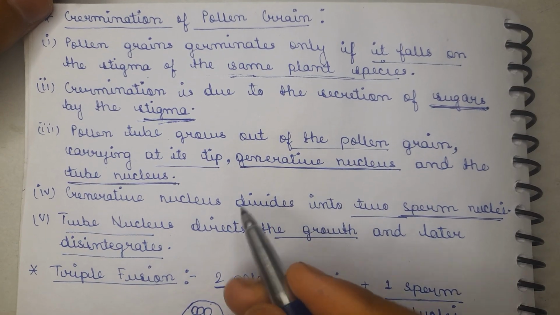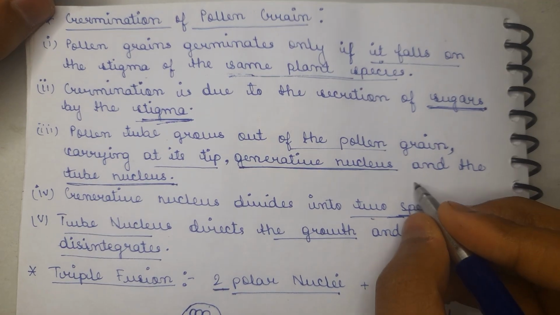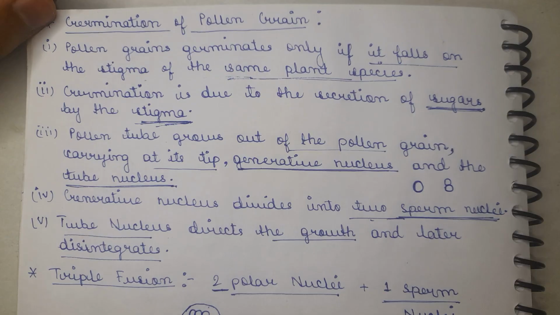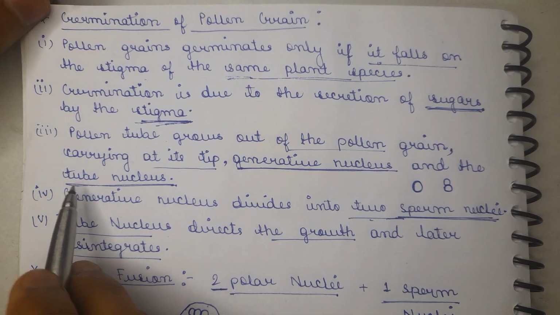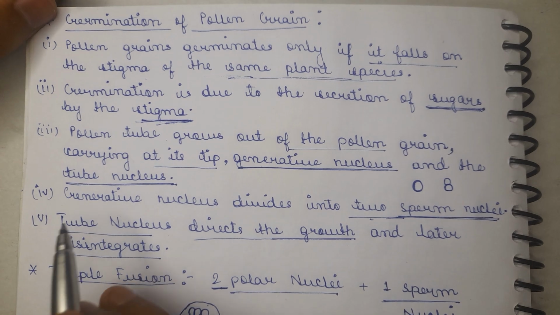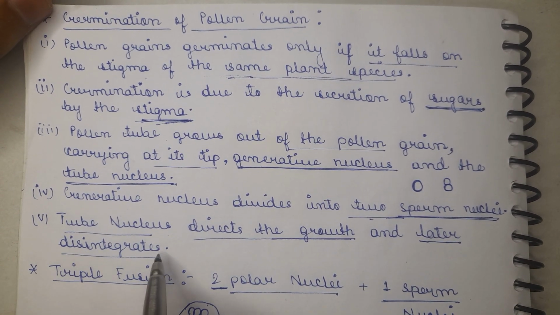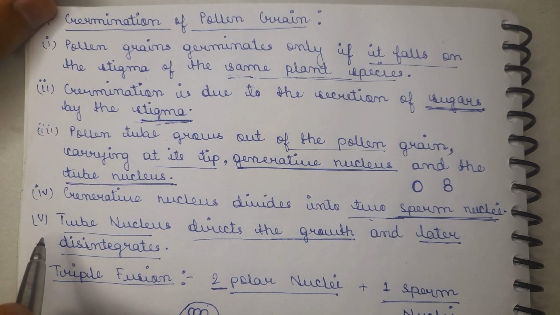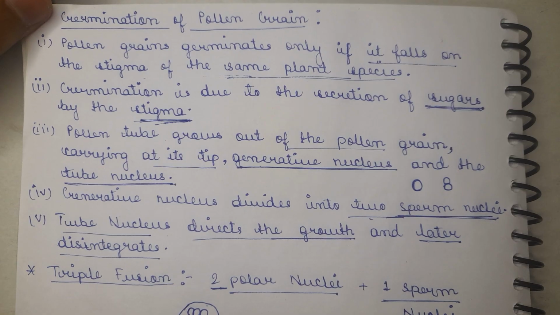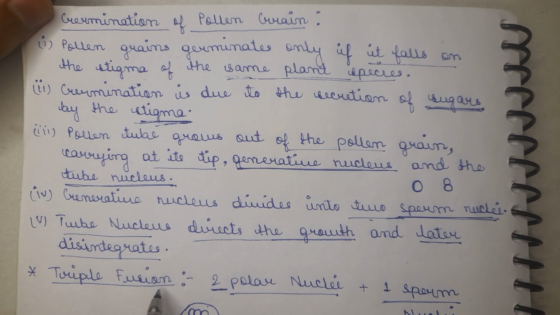This generative nucleus divides into two sperm nuclei. One generative nucleus will divide into two sperm nuclei. The tube nucleus is basically for directing the growth of the pollen tube. Later on it will disintegrate or disappear, as it does not have any other necessary function for the fertilization process or germination process.